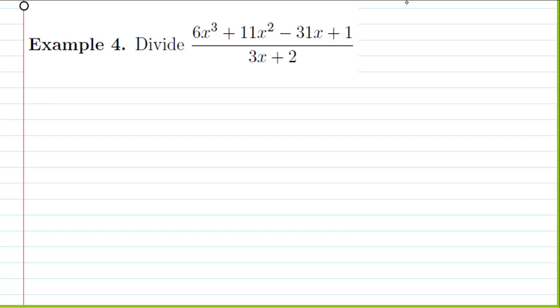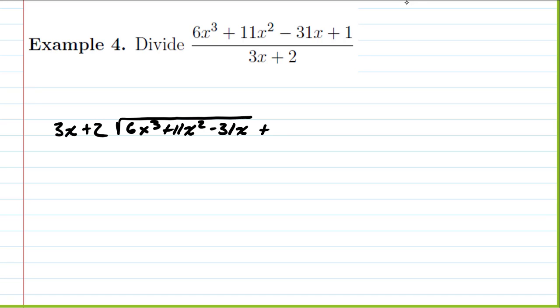And each step might be a little bit more complicated, but the algorithm works in pretty much exactly the same way. So we take our divisor, 3x plus 2, and we're going to divide it into 6x cubed plus 11x squared minus 31x plus 1. All right, so now we have to ask ourselves the question, what times 3x gives us 6x cubed?